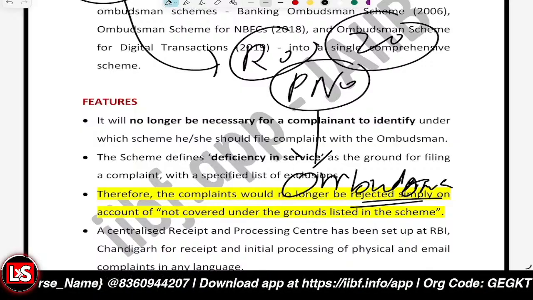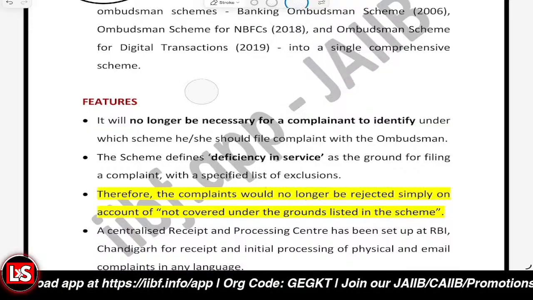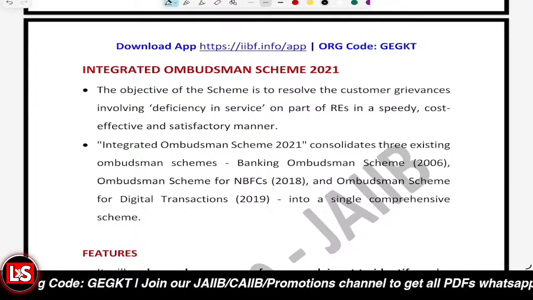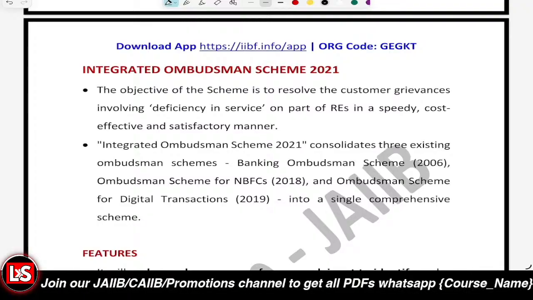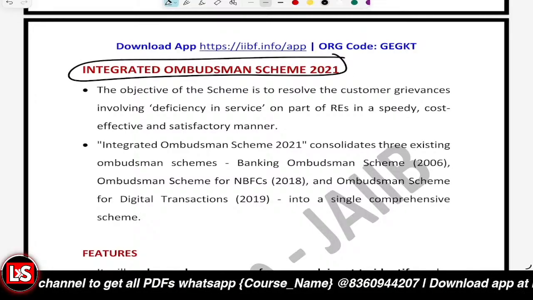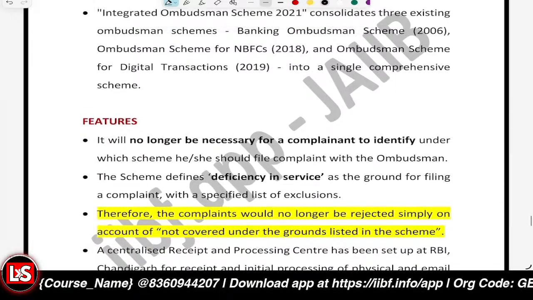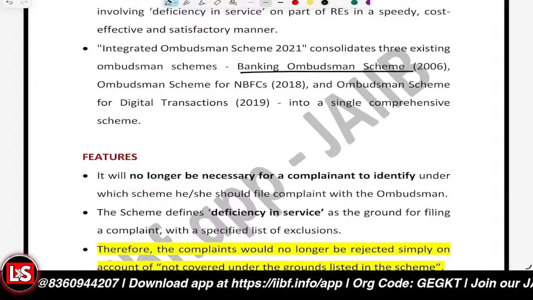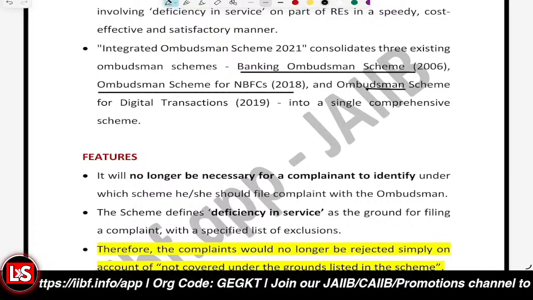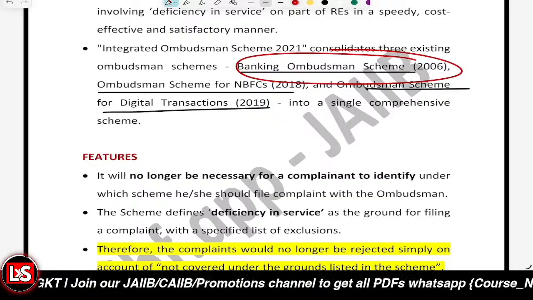Let's say there was deficiency in service. At the same time, the objective of the IOS, the Integrated Ombudsman Scheme, is to provide a speedy, cost-effective and satisfactory grievance redressal facility to customers. There were three schemes particularly: the Banking Ombudsman Scheme 2006, the Ombudsman Scheme for NBFCs, and the Ombudsman Scheme for Digital Transactions. These three schemes were consolidated.